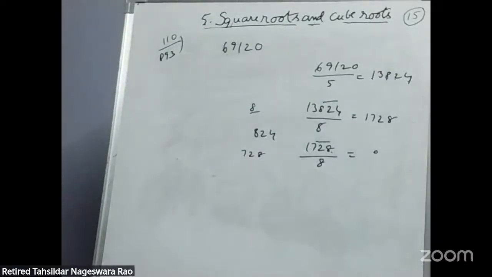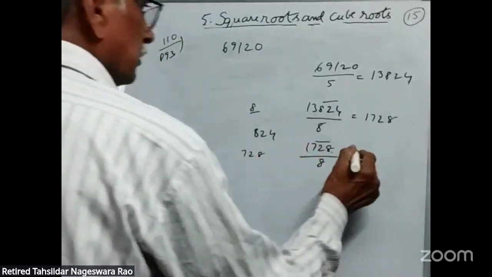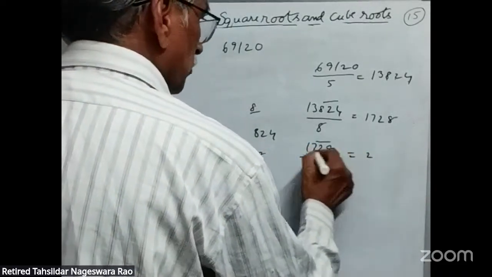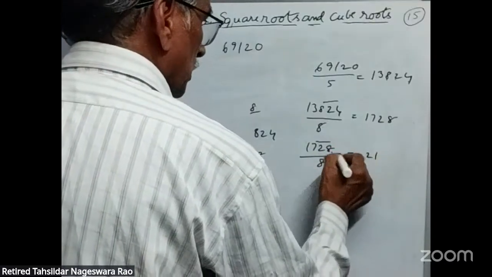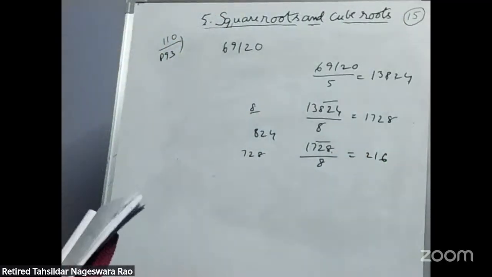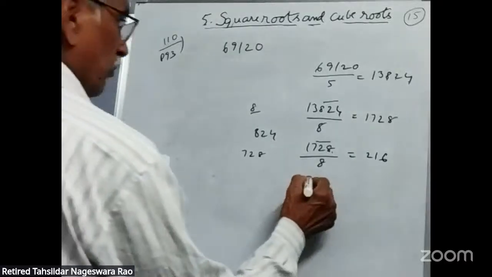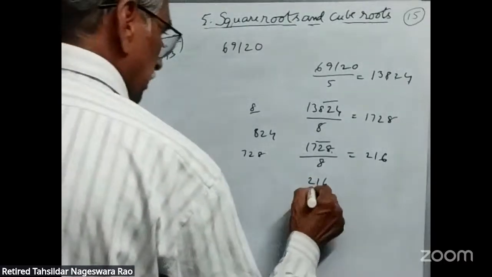But what about 1,728? We have to divide. 8 times 2 is 16, 8 times 1 is 8, 8 times 6 is 48. 216 is the quotient. Again, what happens with 216? Is it divisible by 8?